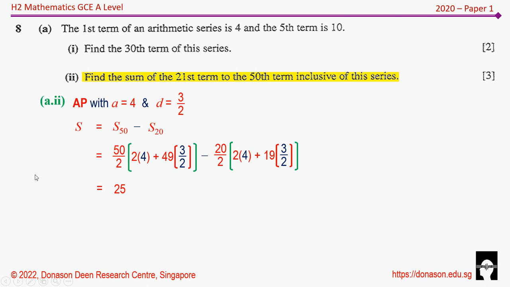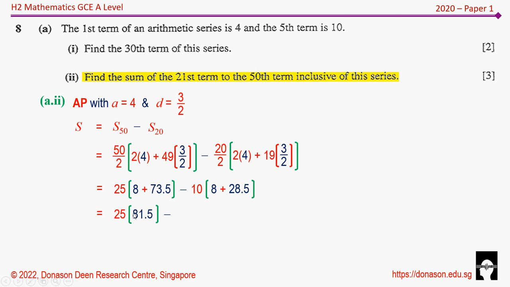So let's just simplify this. 50 over 2 is of course 25, twice of 4 is 8. So 49 times 3 over 2 is going to become 73.5, and then 20 over 2 is of course 10, and twice of 4 is 8, plus 19 times 3 over 2, that would be 28.5. So now let's simplify what is inside the bracket.